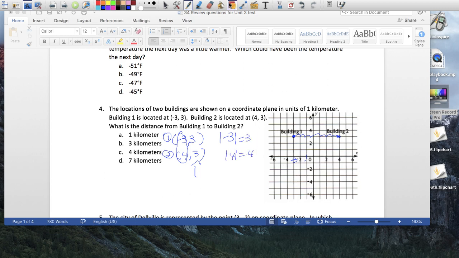What does that mean? It means that building 1 to the y-axis, this distance right here, is 3, and building 2 to the y-axis again is 4. So the distance between building 1 and building 2 is this plus this, 3 plus 4, which is 7. Remember, they're in different quadrants, so we add. So the total distance is 7. And our final answer is D.